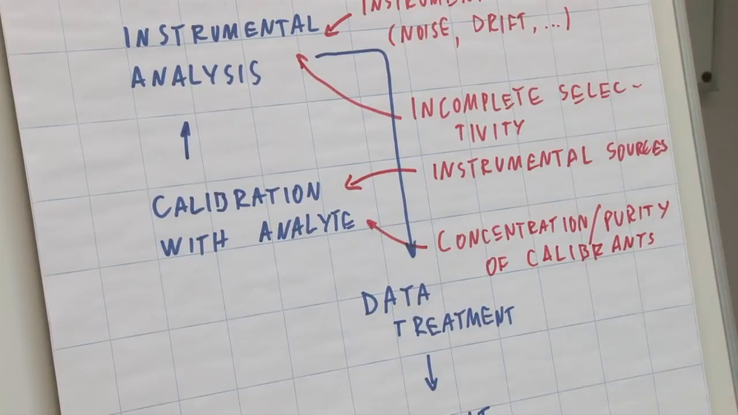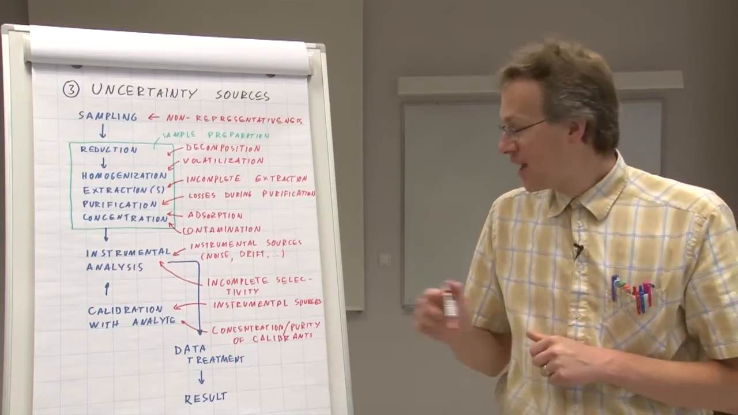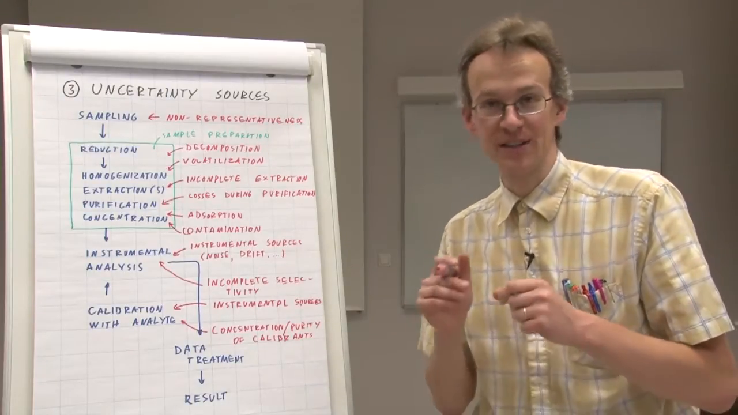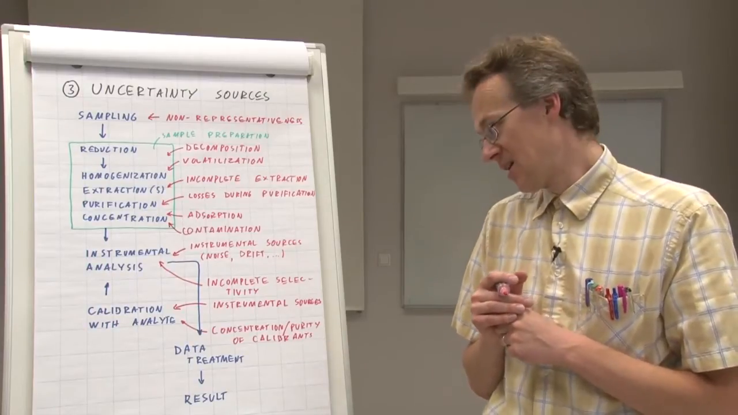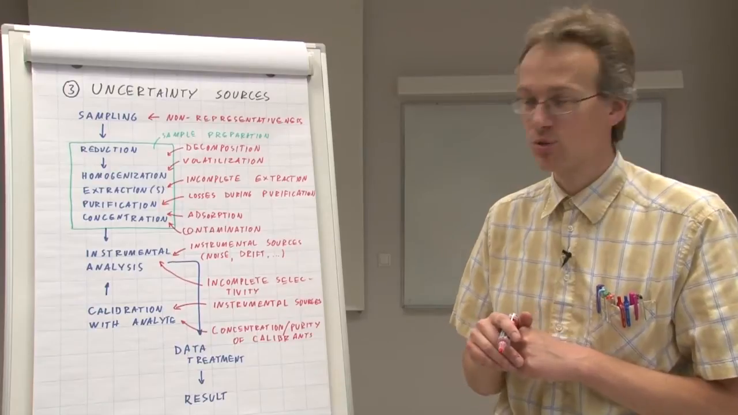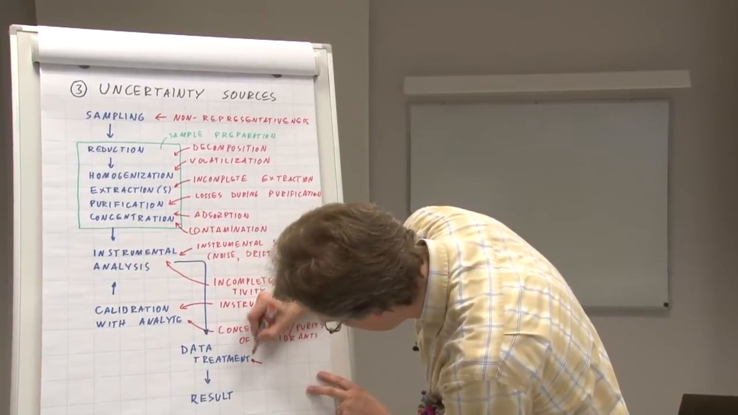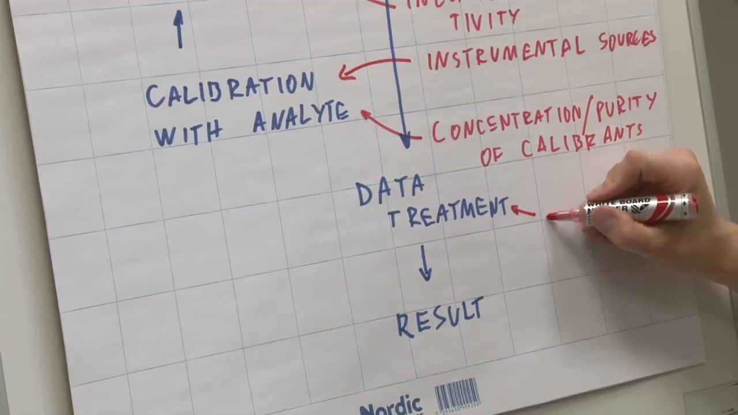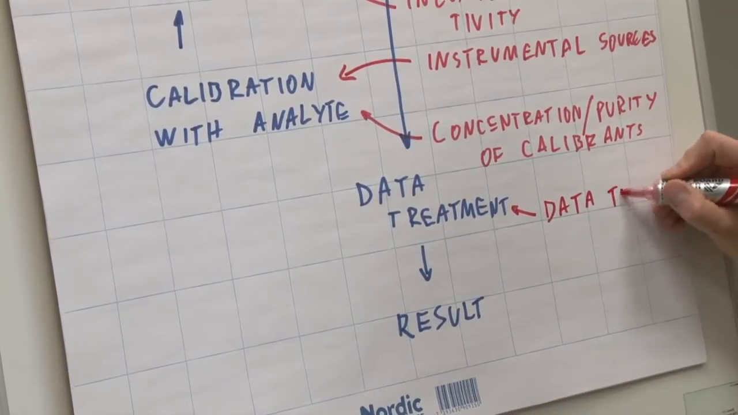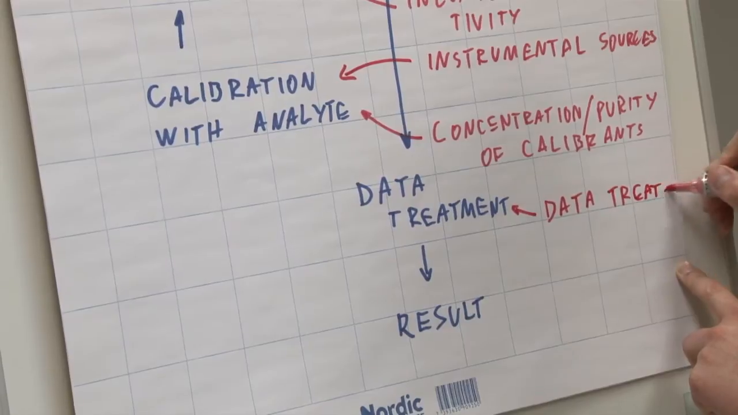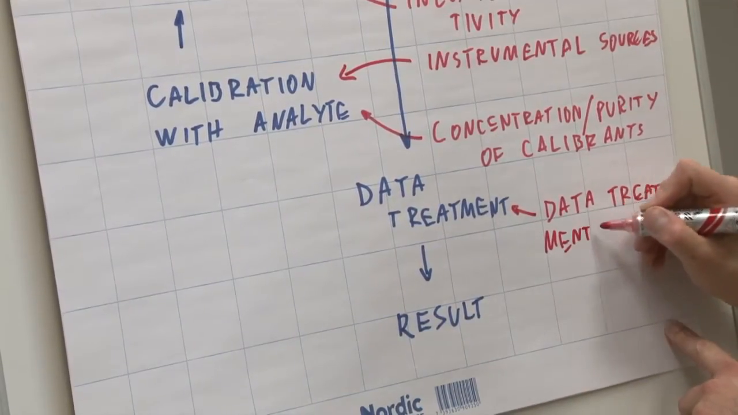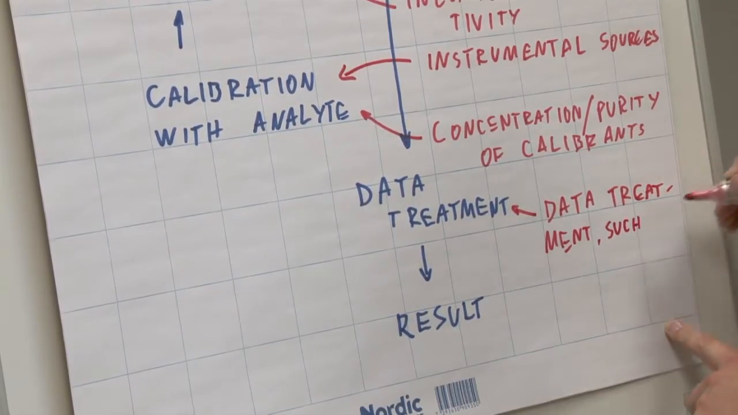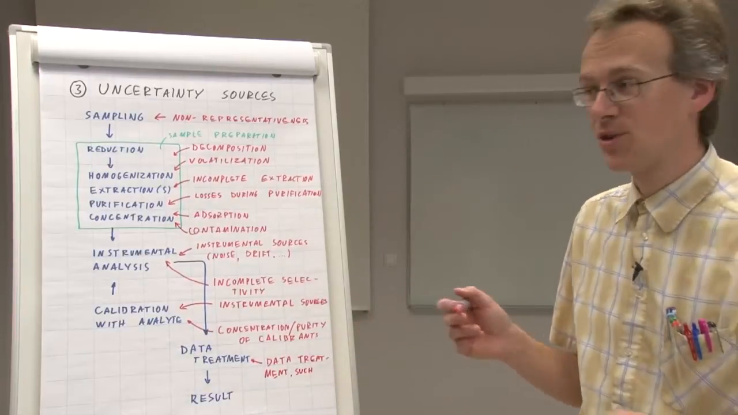And data treatment can also have its uncertainties. It can sometimes be not so easy to extract the concrete information, the concrete signal from the data that is obtained by the instrument. So certain data treatment uncertainties are also present, such as, for example, integration of chromatographic peaks.